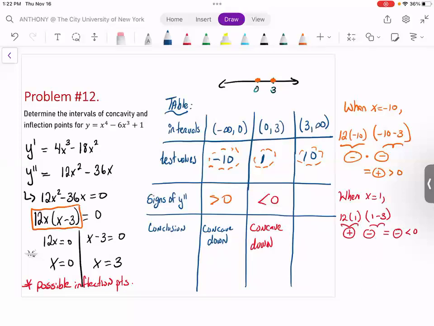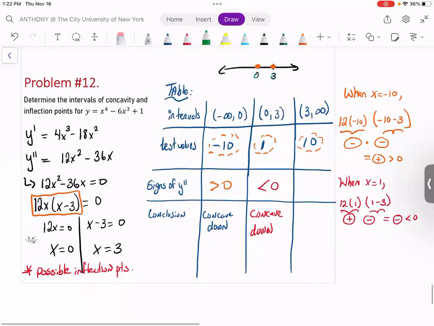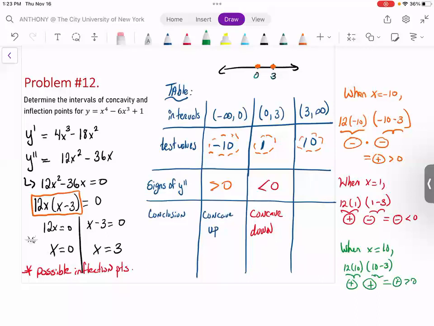And lastly, when x is equal to 10, yes, the first one's concave up. Oh, I wrote down? Sorry, my bad. I meant to put up. I was already thinking of the second interval in my mind. When x is equal to positive 10, you have 12 times 10 and then 10 minus 3. So this is all going to be positive. This is positive, this is positive, so this is equal to a positive number, which is greater than 0. So it's concave up.